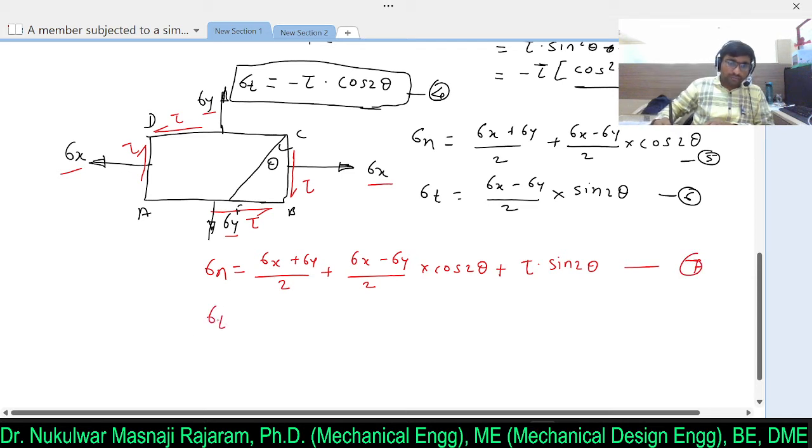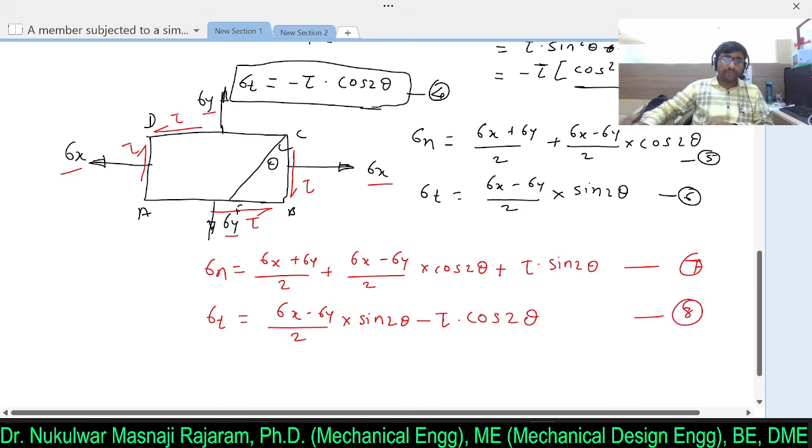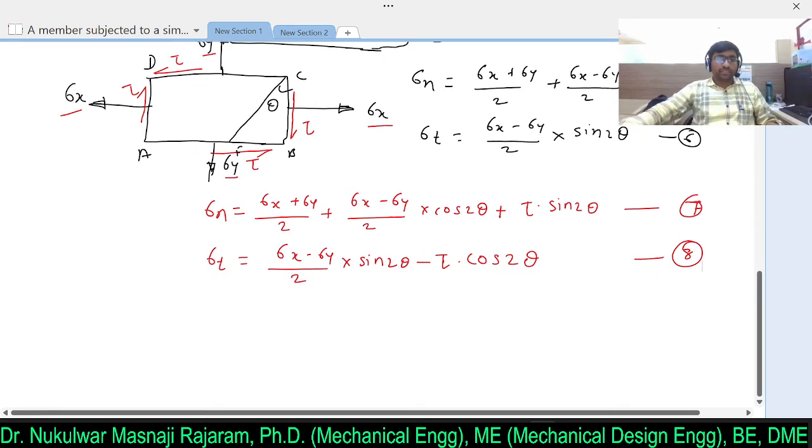And if you look at the tangential stress, that is equal to sigma x minus sigma y divided by 2 into sine of 2 theta. Here I will write this result minus tau into cos of 2 theta. So this is equation number 8. So these are the very important results we got from the derivation.